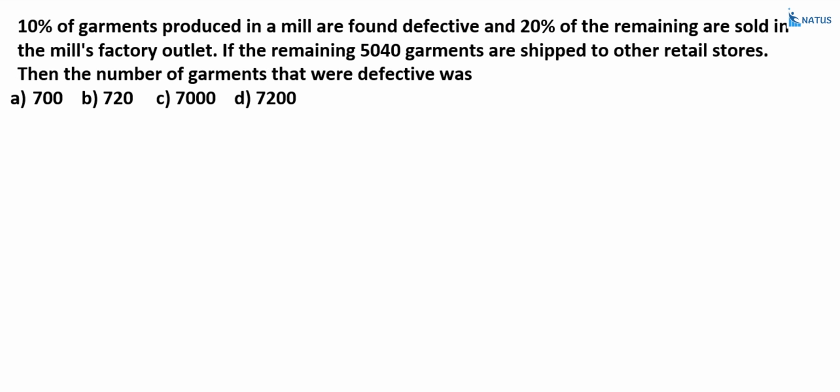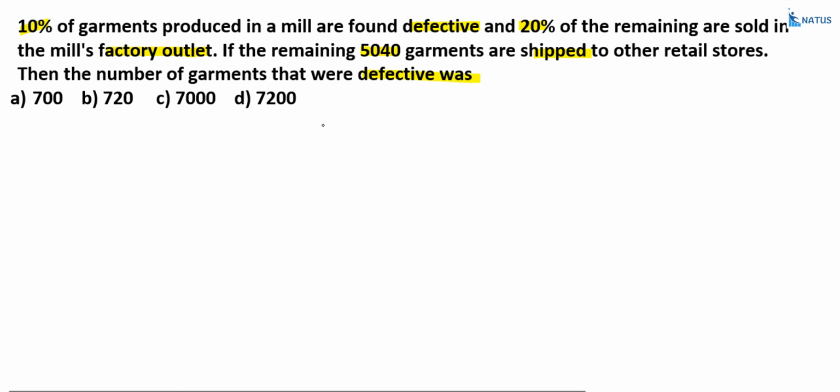Next one, if 10% of the garments produced in a mill are found defective, and 20% of the remaining are sold in a factory outlet, if the remaining 5040 garments were shipped to other stores, then the number of garments that were defective was.